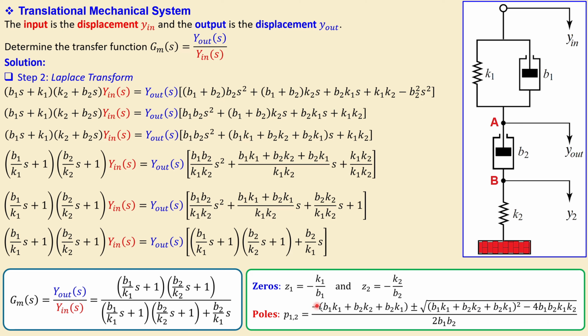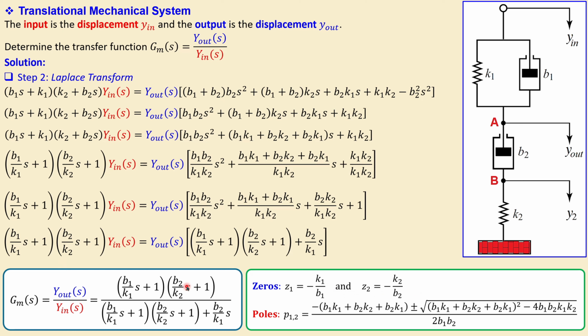For pole 1 and pole 2, for pole 1 you take the one with the plus sign in front of this square root, and for pole 2 you take the minus one. The rest is exactly the same. So this is just symbolically given. If you want exactly the poles in a calculation, you just substitute the values for k1, k2, b1 and b2. You have your poles and also your zeros.